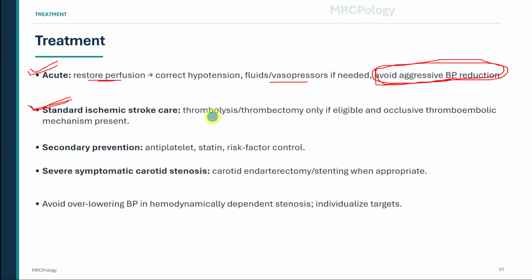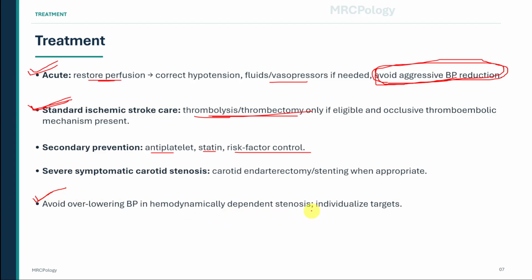Thrombolysis or thrombectomy is not automatically indicated just because there is infarction. It is only considered if the patient meets eligibility criteria and there is an occlusive thromboembolic mechanism where reperfusion therapy is appropriate. Secondary prevention includes antiplatelet therapy, high-intensity statin therapy where appropriate, and control of vascular risk factors such as hypertension, diabetes, smoking, and atrial fibrillation if present. But the exam point is this: in hemodynamic stroke, overlowering blood pressure can worsen symptoms. Blood pressure targets must be individualized, especially when severe proximal stenosis is present.